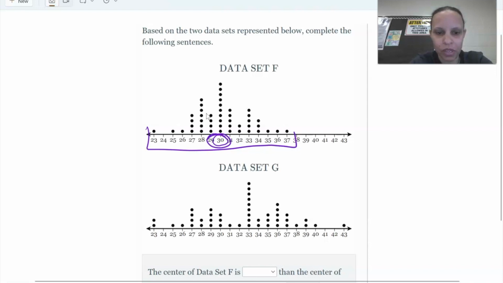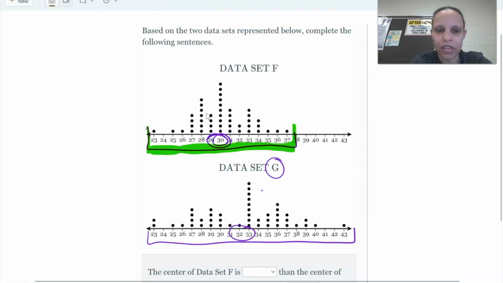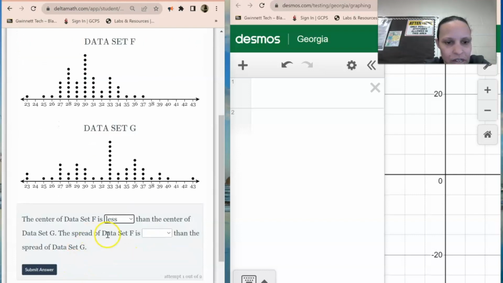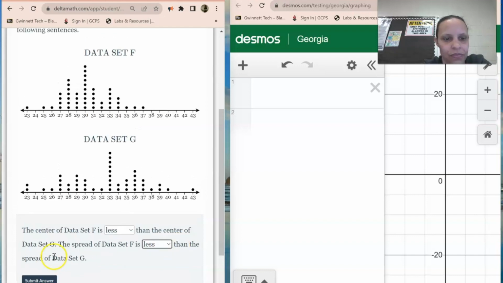Where would the middle of this one be? So it's coming from here all the way to here. Most of the data is on this side, so I would say maybe 32, 33. So that means the center of G is more than the center of that one. What about the spread? Well, I just highlighted the spread right here. This is how spread out the data is. Whereas over here, it's definitely more spread out, right? So the spread is more for G. So center and spread is more for G. And that's what you're visually doing with each question. So the center of data set F is less than the center of data set G. The spread of F is less than G.